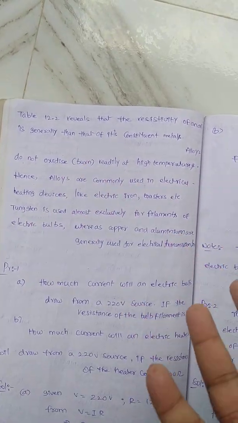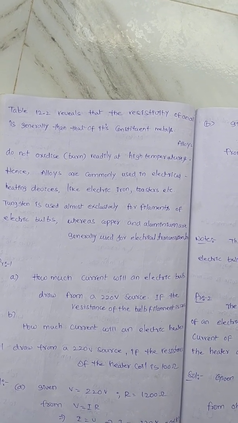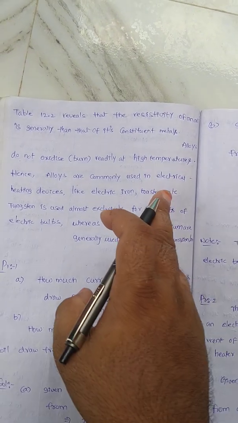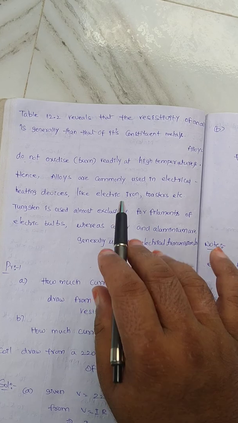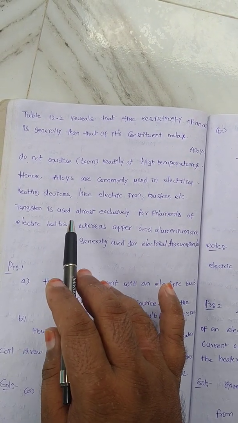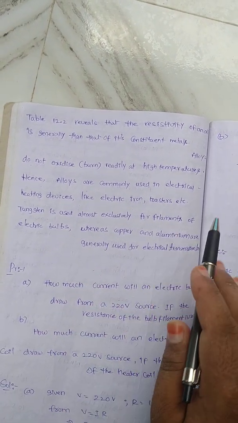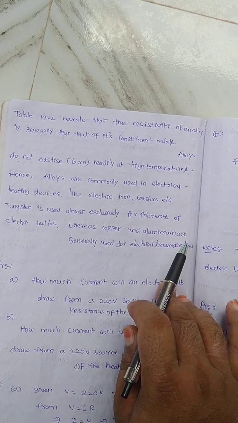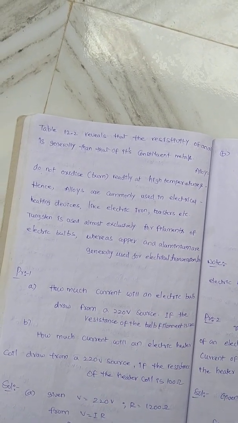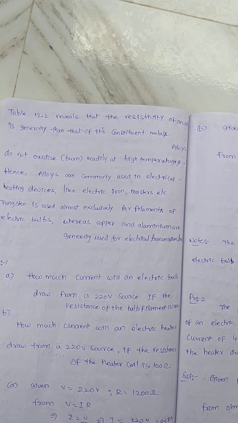Why? Because temperatures may increase. For example, sudden current or voltage fluctuations may occur, but some electrical heating devices do not burn, like electrical irons, toasters, etc. And tungsten is used almost exclusively for filaments of electrical bulbs, whereas copper and aluminum are generally used for electrical transmission lines, right? So this is about some conclusions on the electrical resistivity of some substances at 20 degrees centigrade.